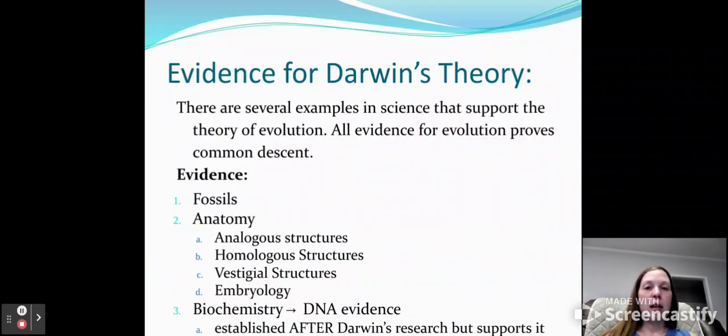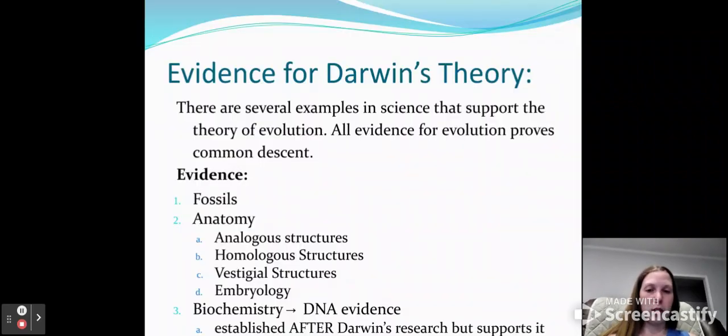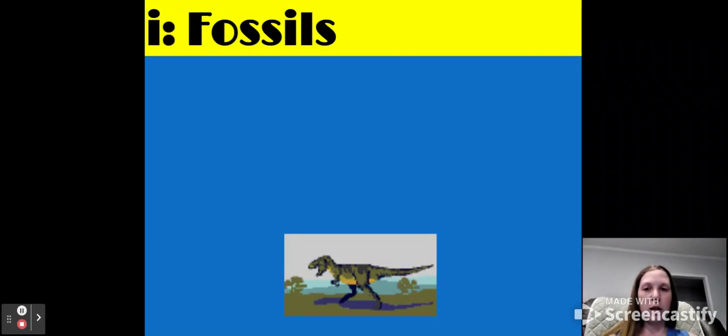Some evidences that validate parts of Darwin's theory are fossils, the anatomy of the fossils. We've got analogous structures, homologous structures, vestigial structures, and embryology. And then biochemistry, which is just the DNA evidence. This was actually established after Darwin's research, but it does support what he found. So first, let's look at fossils.